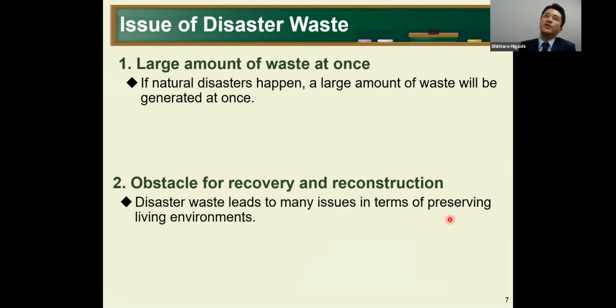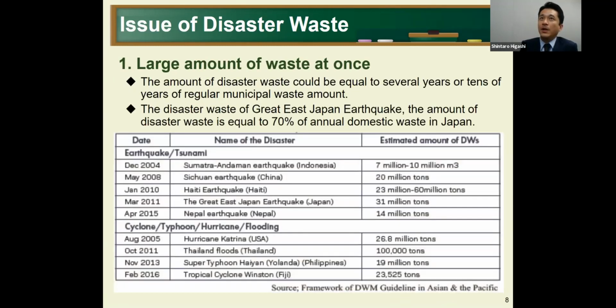If you joined the symposium before, many panelists or some remarks referred to this point: a large amount of waste at once, in a very short period. And that might be an obstacle for recovery and reconstruction. The amount of disaster waste could be equal to several years or tens of years of regular municipal waste. For example, the amount of disaster waste of the Great East Japan Earthquake is equal to 70% of annual domestic waste in Japan.